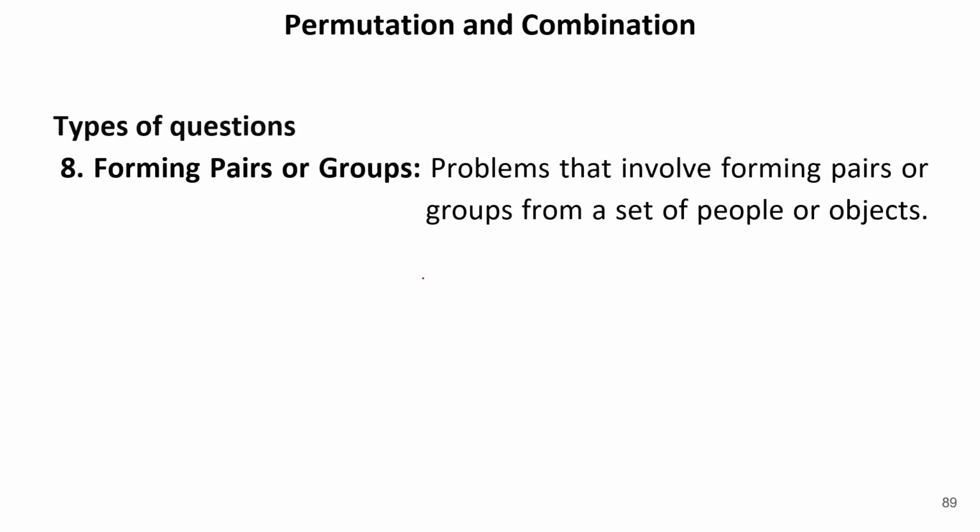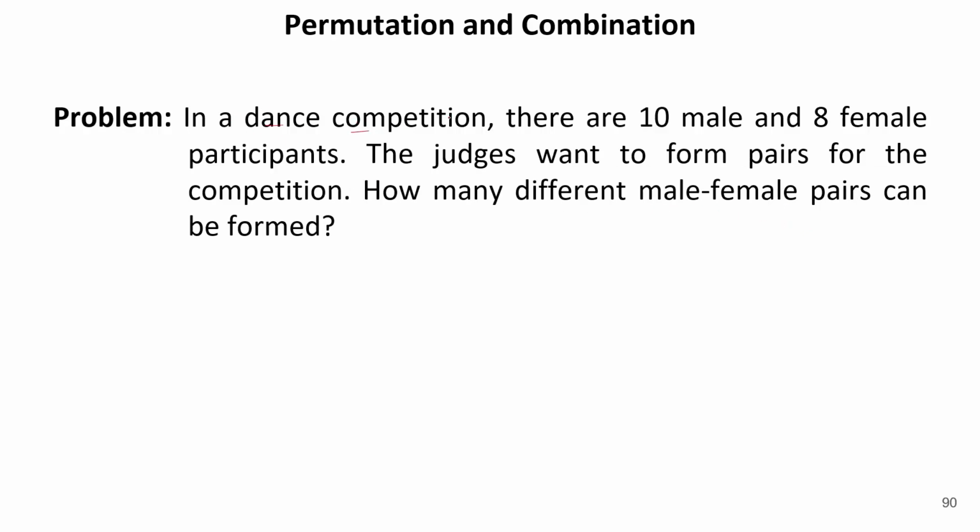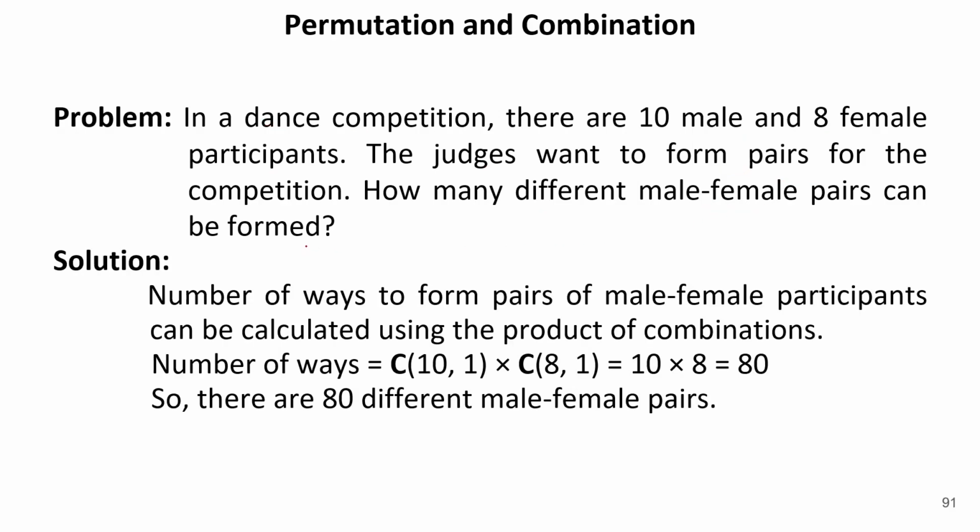Forming pairs or groups. These are problems that involve forming pairs or groups from a set of people or objects. In a dance competition, there are 10 male and 8 female participants. The judges want to form pairs in the competition. How many different male-female pairs can be formed? The number of ways to form male-female pairs can be calculated using the product of combinations, that is equal to C(10,1) into C(8,1), which is 10 into 8, equal to 80. So there are basically 80 different male-female pairs.